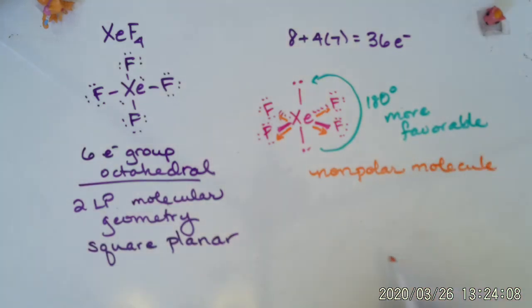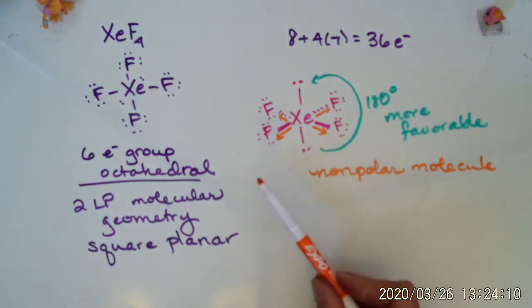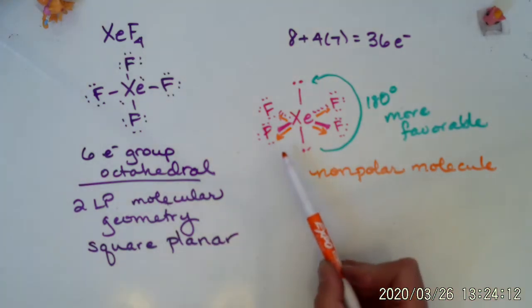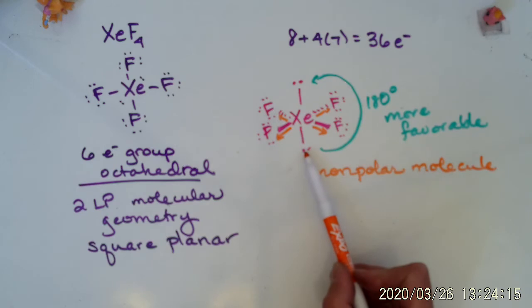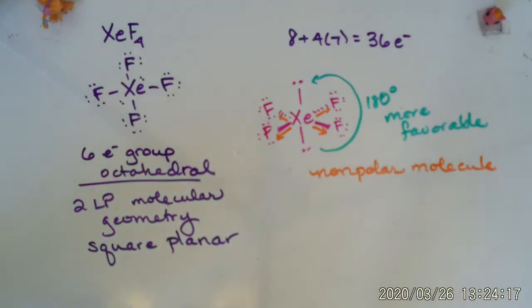And notice one other thing. I haven't talked to you at all about doing any resonance forms with these. And that's because I don't have any multiple bonds. They're all single bonds. How can I move electrons in a single bond? I would break a bond. And that's not what doing resonance forms is about.